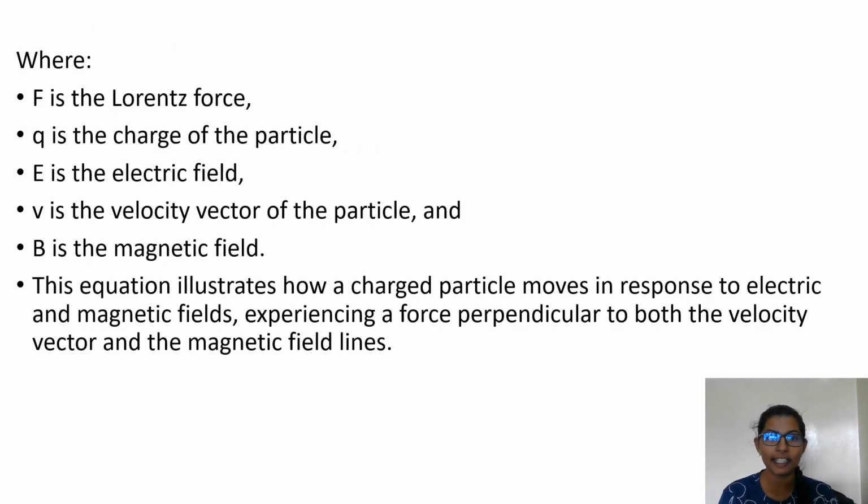where F stands for the Lorentz force, Q stands for the charge of the particle, E stands for the electric field, V stands for the velocity vector of the particle, and B stands for the magnetic field. This equation illustrates how a charged particle moves in response to electric and magnetic fields, experiencing a force perpendicular to both the velocity vector and the magnetic field lines.